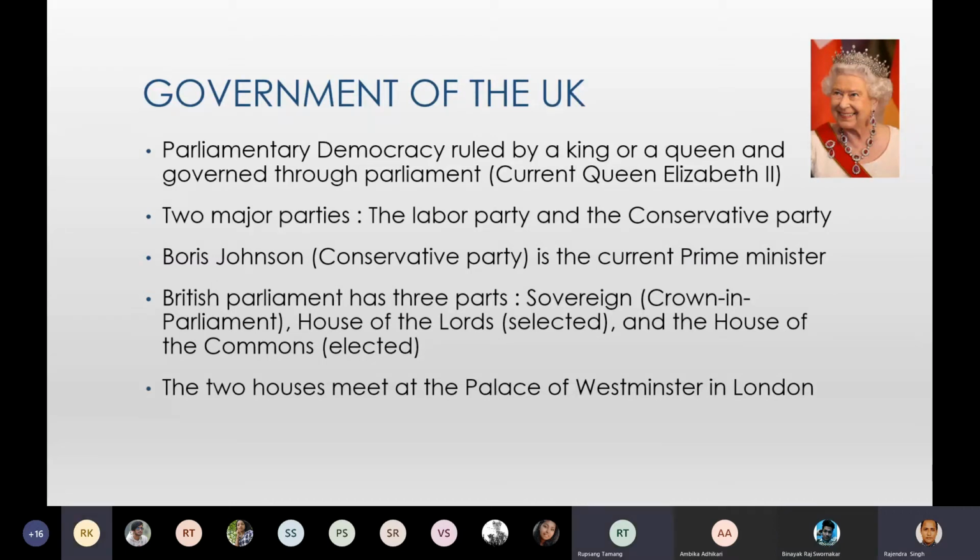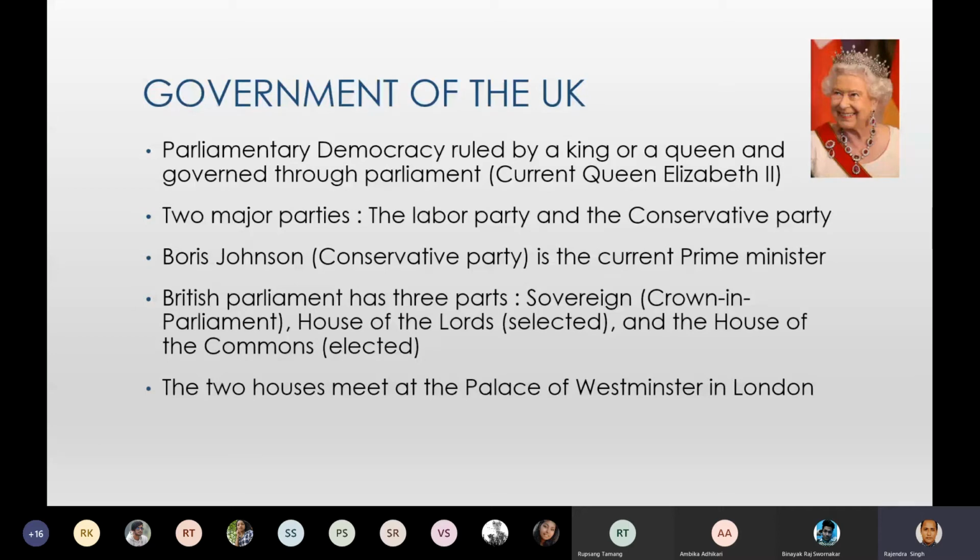When we say British Parliament, it consists of three different parts. The part on the very top is the crown or the sovereign. Currently it's taken by the Queen, or it could be a king as well. If the king is alive, then it would be the king. If the king is dead, then the queen, or his or her descendant.